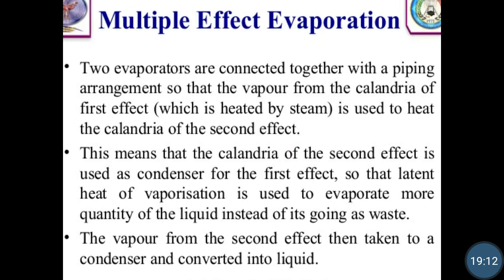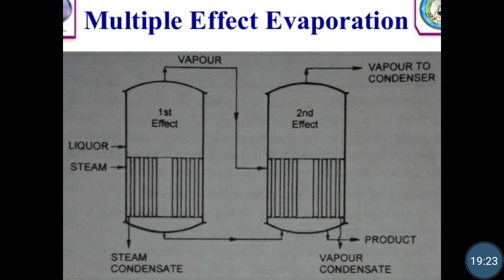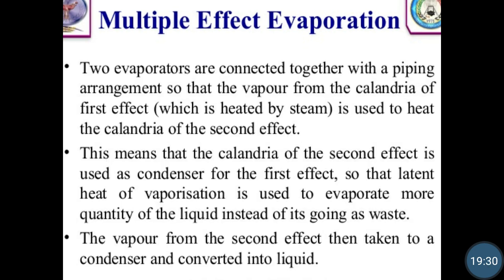The next one is the multiple effect evaporators. This is the diagram of multiple effect evaporators. In this, two evaporators are connected together with a piping arrangement, so that the vapor from the calandria of the first effect is used to heat the calandria of the second effect.